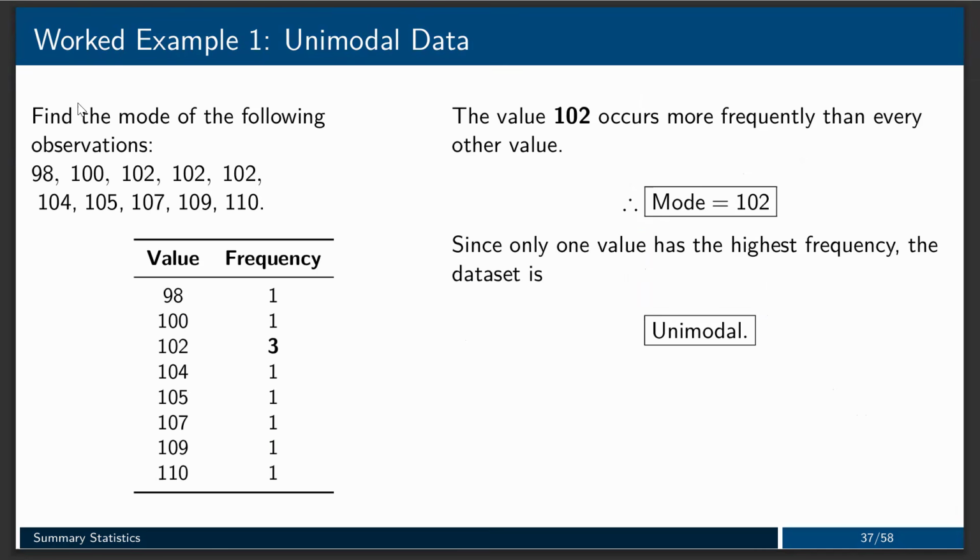Example, find the mode of the following observations. We have here 98, 100, 102, 102, 102, 104, 105, 107, 109, 110. Let's check them out. I've written out all the data points. We have 98 occurring once, 100 occurring once, 102 occurring three times. We have 1, 2, 3. 104 once, 105 once, 107 once, 109 once, 110 once. Therefore, the value 102 is occurring more frequently than any other value. So the mode is 102, and it is a unimodal data set because there's only one mode in it.